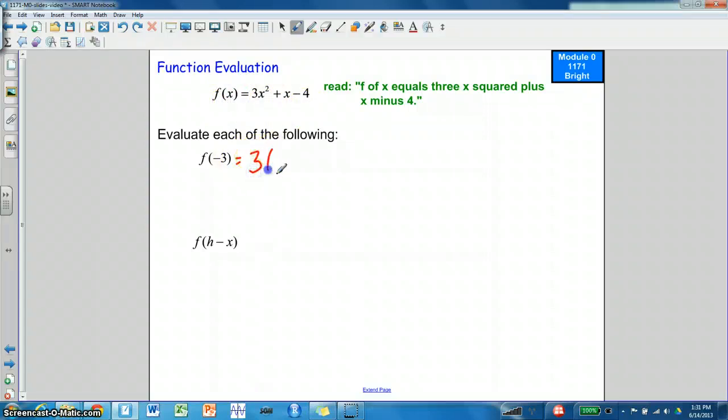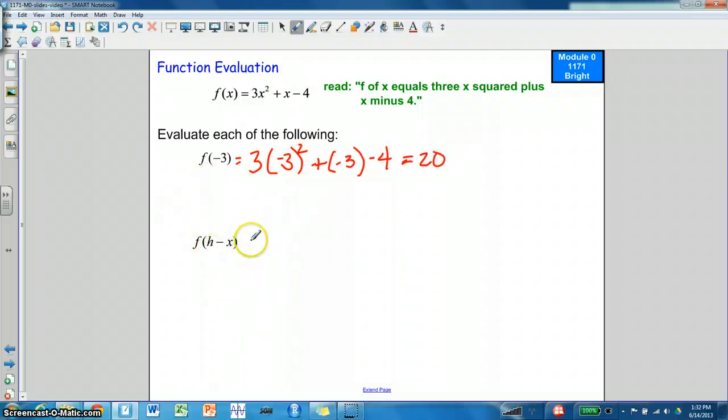So I'm going to have 3 times parentheses, and put -3 inside and square that, because I want to make sure that I keep the sign with the x. Okay, and then similarly I'll have a plus a minus 3, and then a minus 4 on top of all that. So this is going to be 27 minus 7 gives me a total of 20.